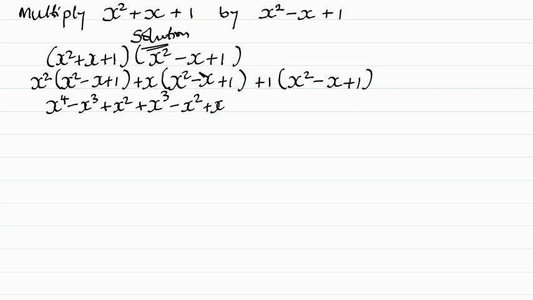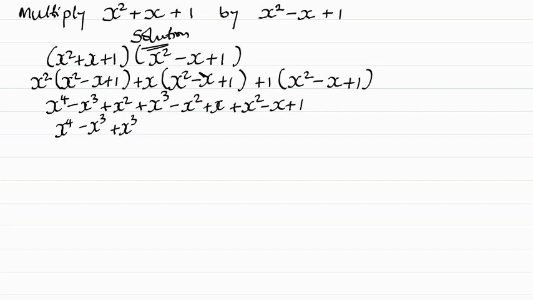Now plus 1 times x squared gives us plus x squared, plus 1 times minus x gives us minus x, plus 1 times plus 1 gives us plus 1. Now we proceed to collect like terms. We collect like terms and we have x raised to power 4 minus x cubed plus x cubed.